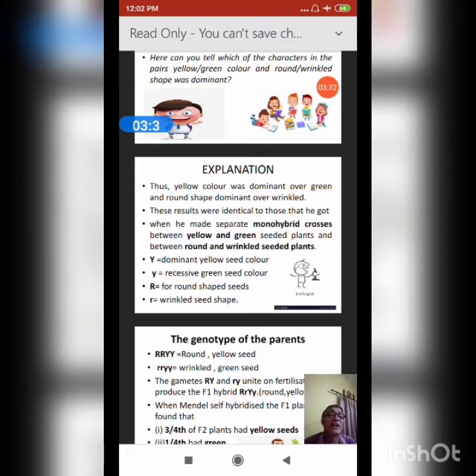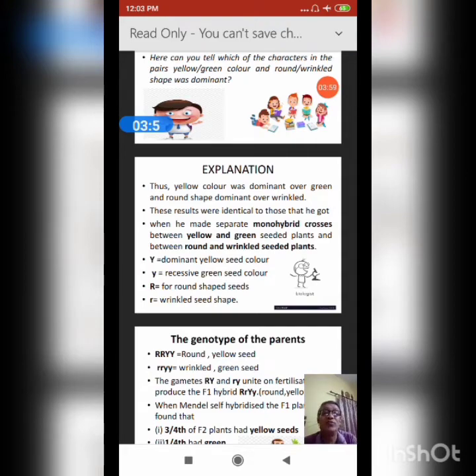These results were identical to those that he got when he made separate monohybrid crosses between yellow and green seeded plants and between round and wrinkled seeded plants. Capital Y is the symbol of dominant yellow seed color. Small y means recessive green seed color. Capital R is for the round shaped seed. Small r is the wrinkled shaped seed.